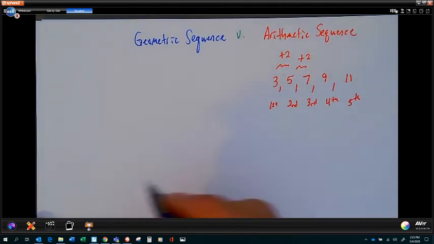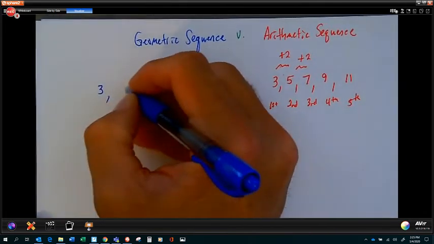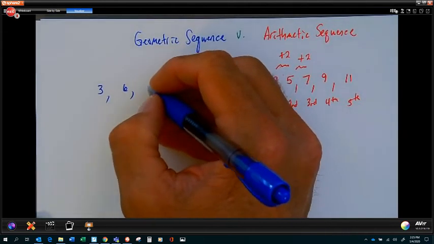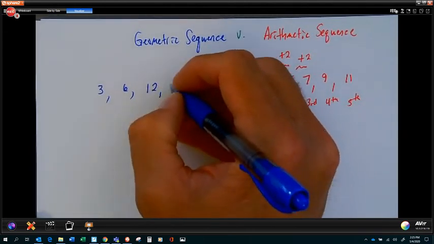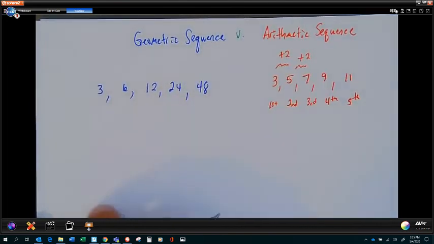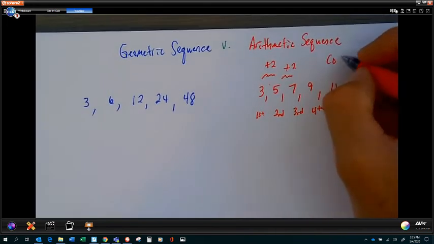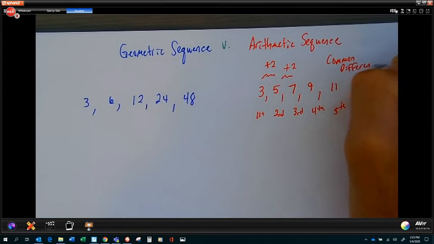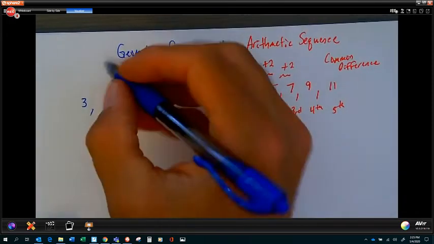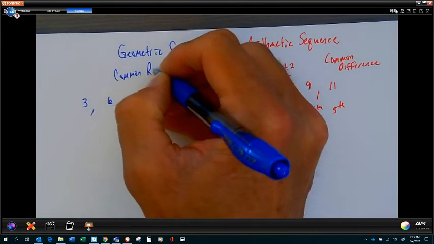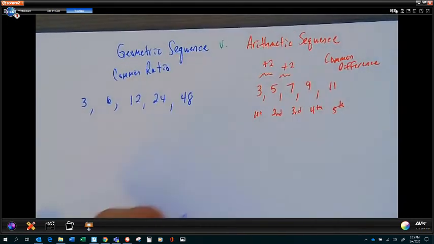A geometric sequence is when we're multiplying, such as 3, 6. You expect it to go up to 9 because we would be adding 3, but this is where it differs from the arithmetic sequence, where this is what we called the common difference. And now in a geometric sequence, we're calling it a common ratio. It's something we are multiplying or dividing by.